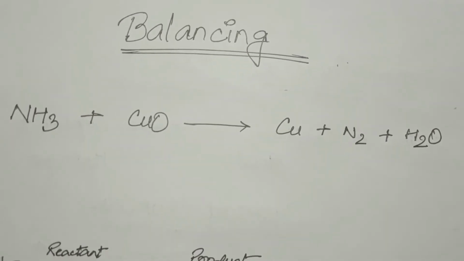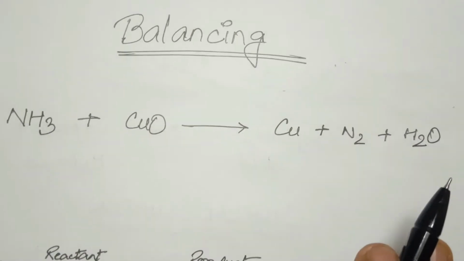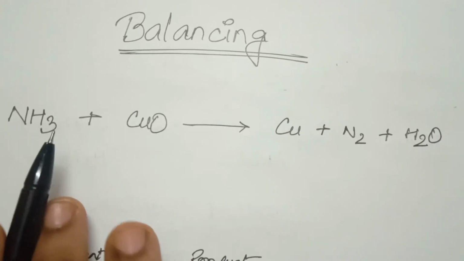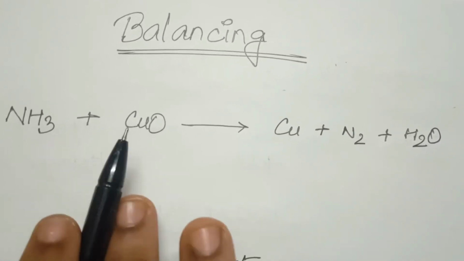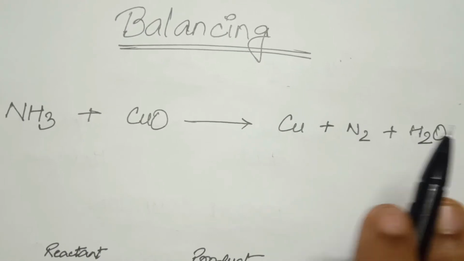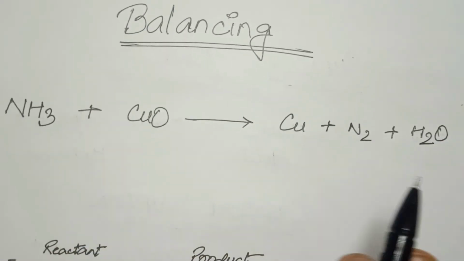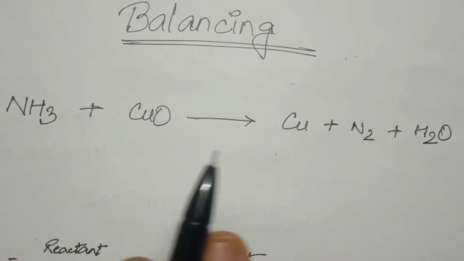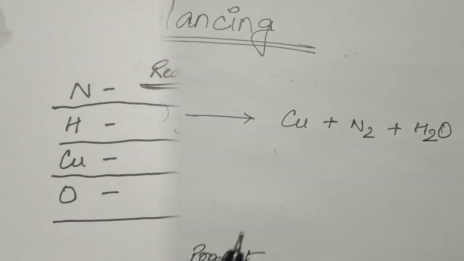So we can see a chemical equation written here. It is ammonia and copper oxide, they are reacting to give us copper, nitrogen and water. Now, is this chemical equation a balanced chemical equation? No, it is not. How can we get there?